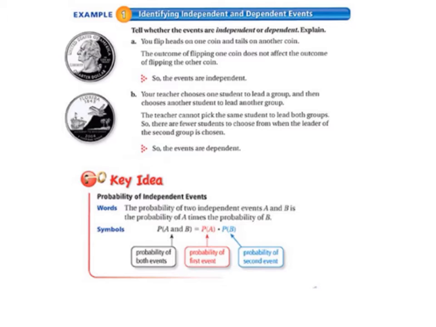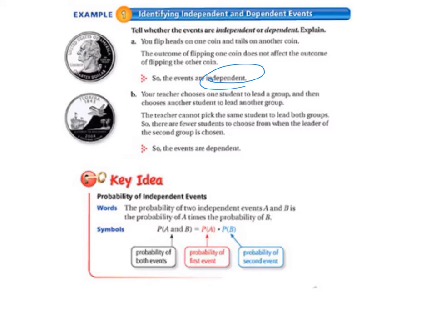Example 1, identifying independent and dependent events. Tell whether the events are independent or dependent and explain. Letter A, you flip heads on one coin and tails on another coin. The outcome of flipping one coin does not affect the outcome of flipping the other coin. So, the events are independent. So if one event does not affect the other, then they are independent.